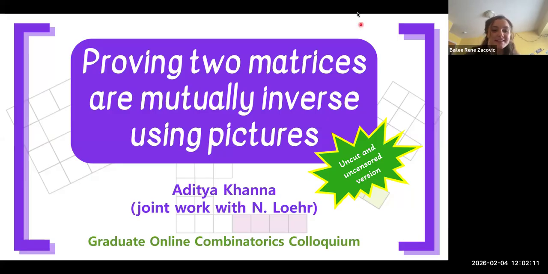So today we have Aditya Khanna speaking about proving two matrices are mutually inverse using pictures.